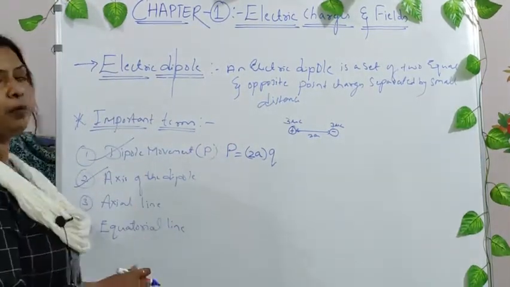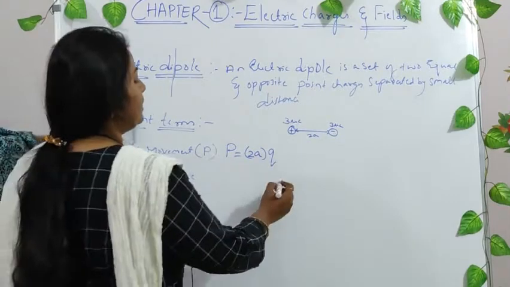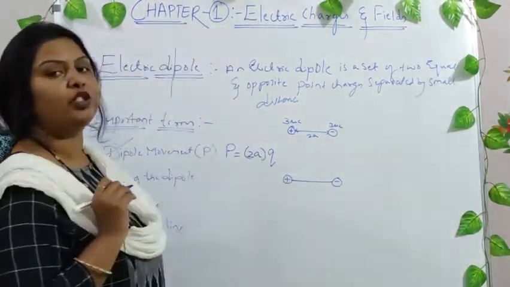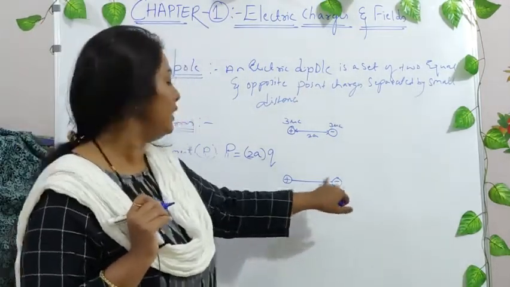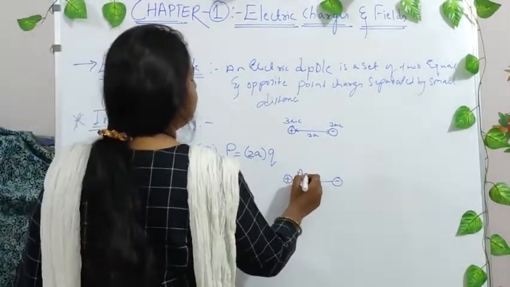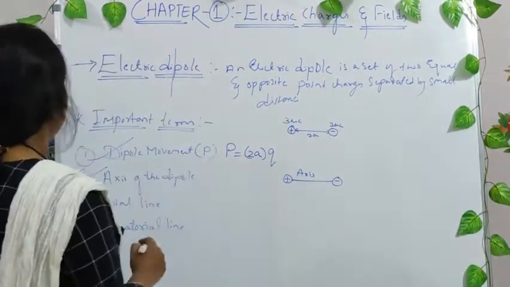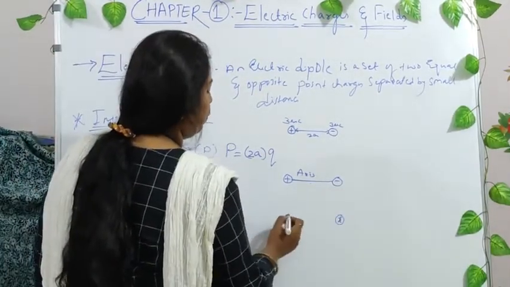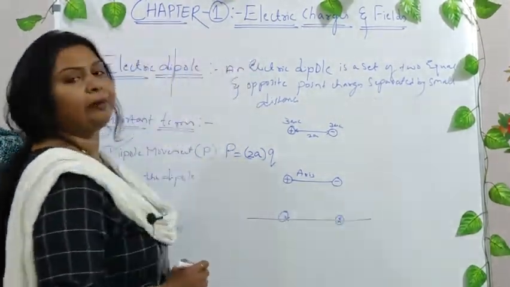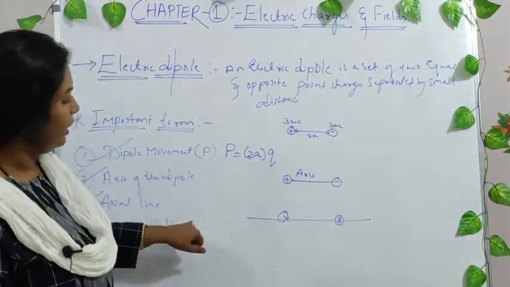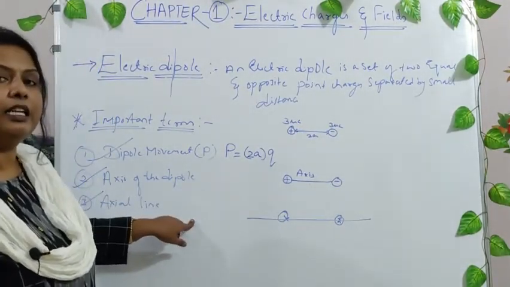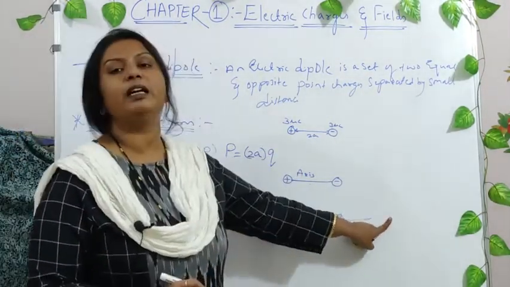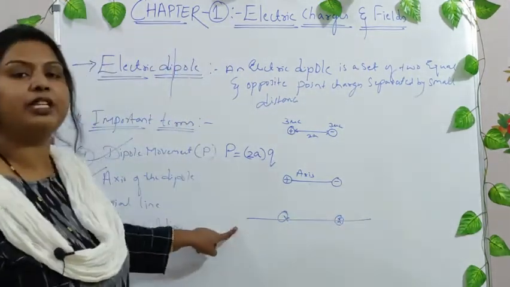Next is the axis of the dipole. What do you mean by axis of dipole? The axis of dipole is the line joining the two charges, the positive and the negative charge. This particular line is called the axis of dipole, right? Now what is an axial line? Any line that is passing through this particular point can be an axial line. It can be drawn from wherever distance it is, but it should pass through the center of the dipole. This is called the axial line, right?